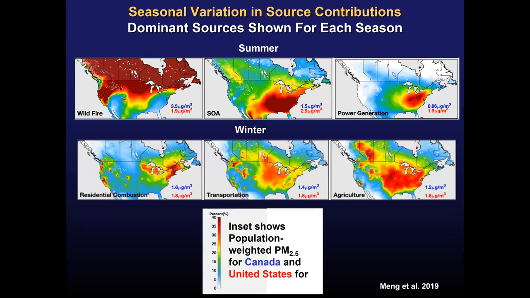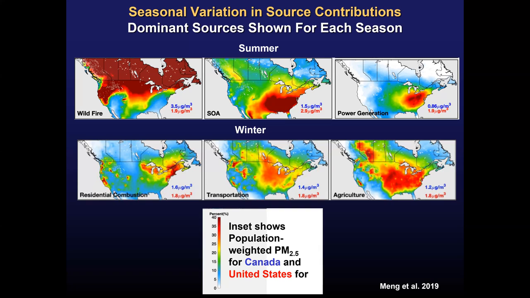The different sources contributing to PM2.5 also vary seasonally in a much greater sense than PM2.5 mass alone varies seasonally. And I've attempted to illustrate that by showing the dominant sources contributing to summer, in the top row, or to winter, in the bottom row. And in summer, you see large contributions from wildfires, especially in the north and west, secondary organic aerosols in the southeast, and power generation in the east.